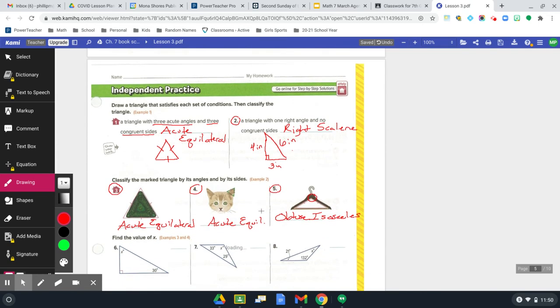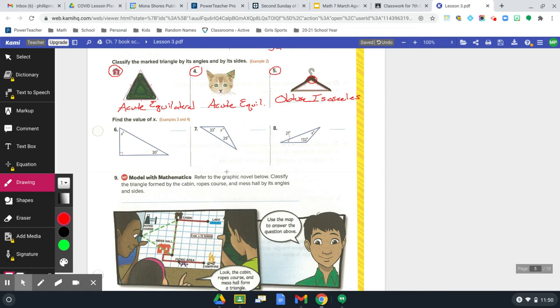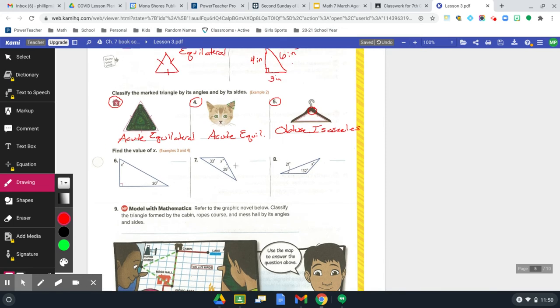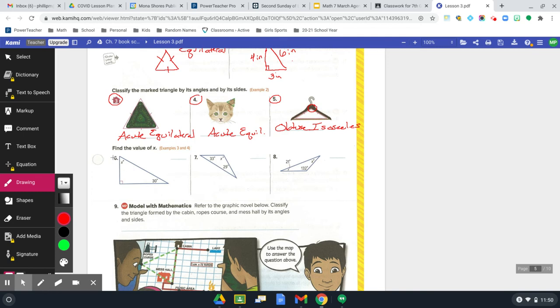So we're going to go again to independent practice here and look at numbers 6, 7, and 8. So number 6, I have a 30-degree angle that I see. I see a right angle here, and I see an angle X that I need to find. So sometimes this type of triangle will throw students off because they're like, well, what? I only see one angle measure here. I don't understand. How am I supposed to figure out what X is?